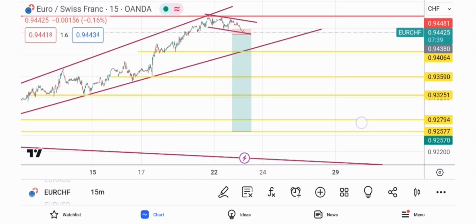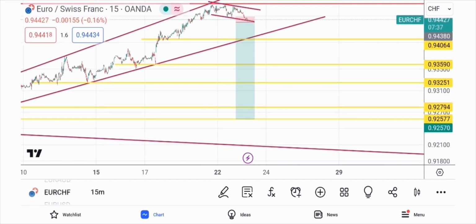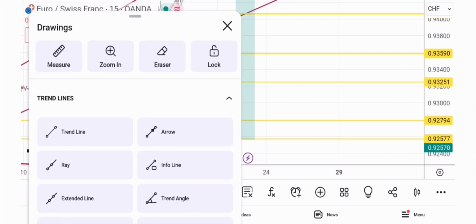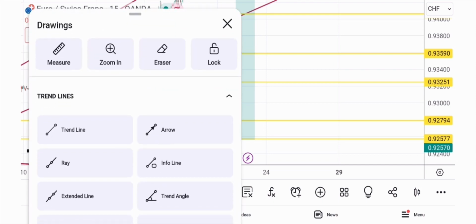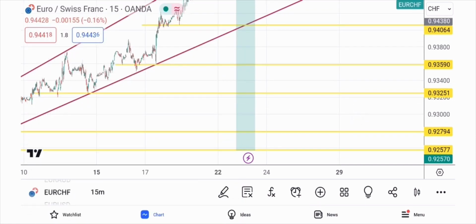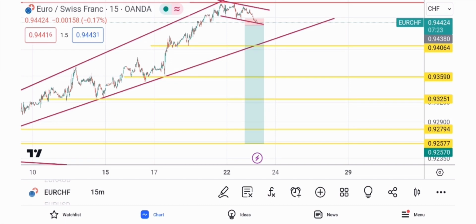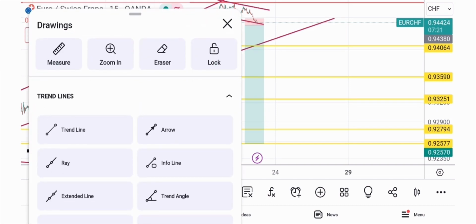So you can use these lines as your Fibonacci levels, because in most cases Fibonacci respects these yellow lines. If you are too lazy to draw them manually, you can just use Fibonacci instead, right? So let's look at this. I want to show you how we expect the market to move within these levels and how you are going to take your entries within these zones, right?